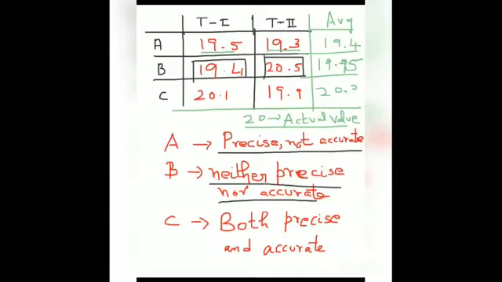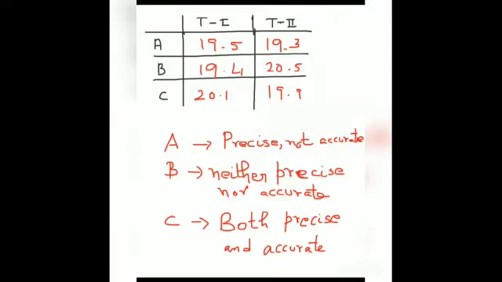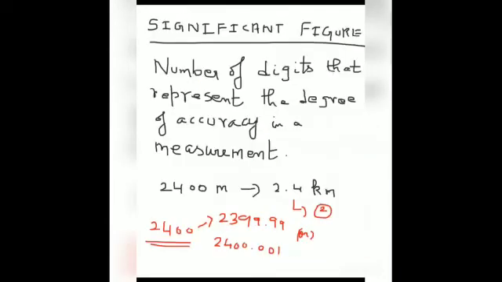For student C, the values are 20.1 and 19.9, which are very close to each other, and also very close to the actual value. So the measurement of C is precise and accurate. Understood? Okay, children. Next, we will go to the topic of significant figures.